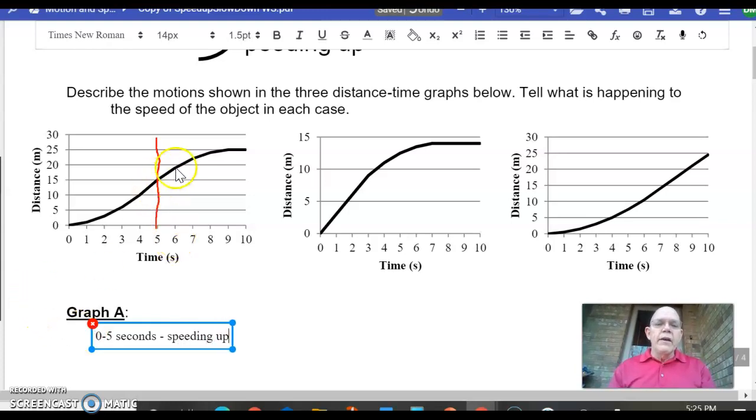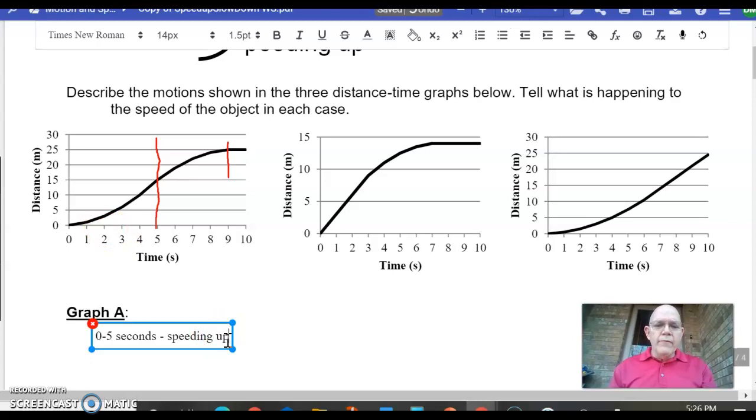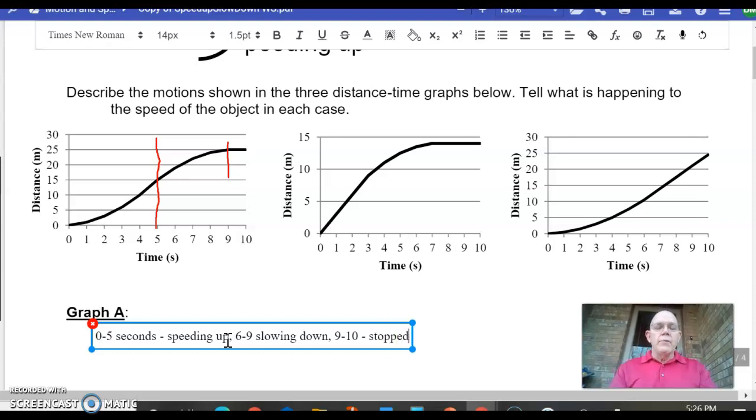Now, after that, it looks more like the other curve, at least until we get to about right there, I would say. And so I would say from 6 seconds to 9 seconds, we are slowing down. All right, and then from 9 to 10 seconds, it is flat. And that means that we are stopped. Okay, and so that would tell us exactly what we did.